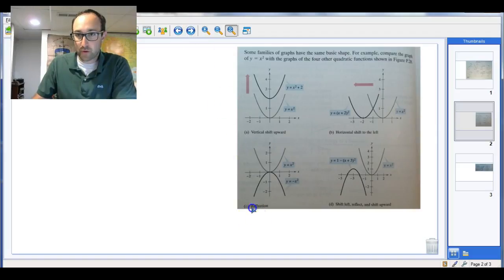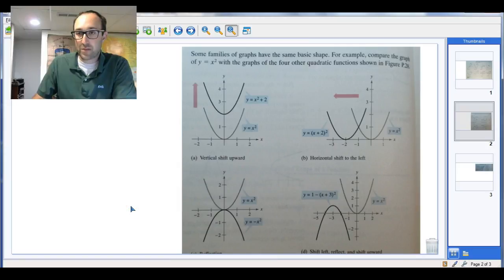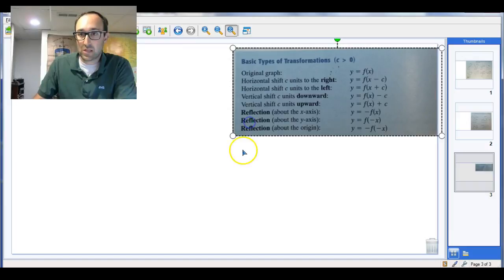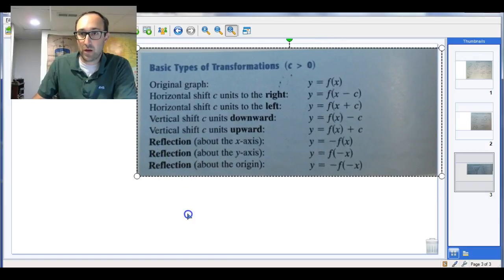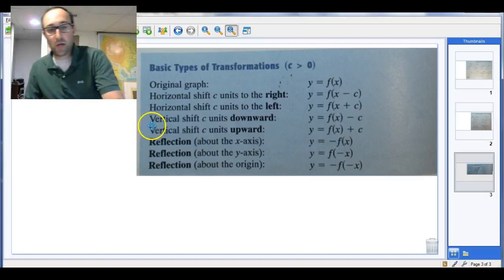And on page 24, here are just some rules on the families of graphs, of how to move them left and right, up, down, rotations, flips, all that kind of stuff. So you should kind of know what happens to a graph here. And this is the idea of what those types of shifts do, or reflection. So you should know all of this stuff. Alright, so make sure you know all of 23 and 24.